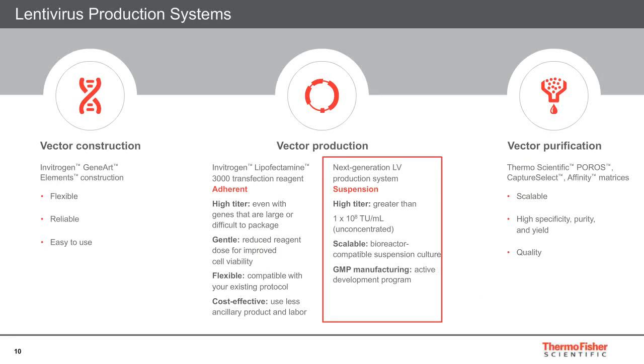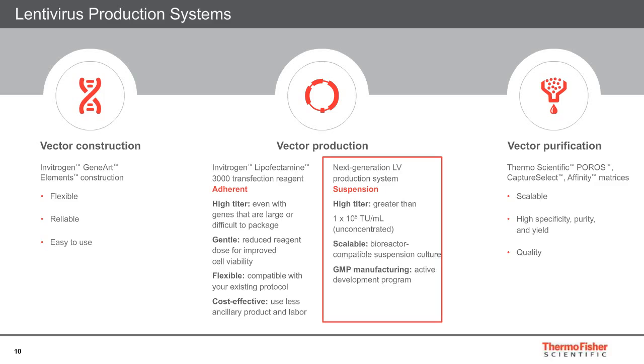So if you don't want to move your system, if you want to stay in an adherent system, we simply suggest that you may want to try to swap just the transfection reagents, and you'll see better titers. We have an app note on our website about this, detailing the protocol on how to do this. But really the focus here is we wanted to radically change the process, and most importantly, we wanted to adapt the process to be in suspension.